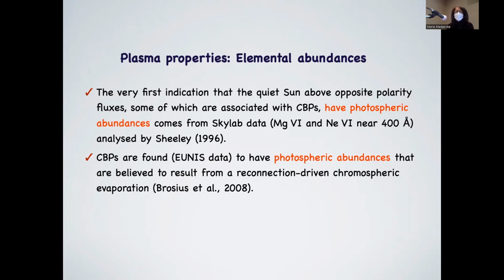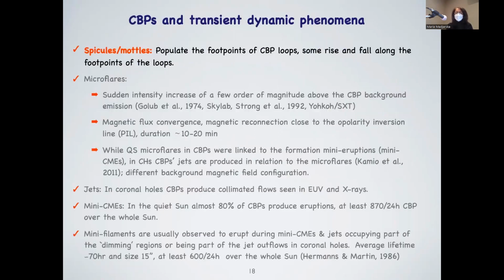And why photospheric abundances? The explanation is that most probably this is reconnection driven evaporation. What that means is when reconnection happens in the corona, energetic particles are guided along the field lines towards the chromosphere. The chromosphere is heated and evaporated, and therefore that's why we observe photospheric abundances in coronal bright points. So we suspect that the mechanism of formation and evolution of coronal bright points is reconnection in the corona.